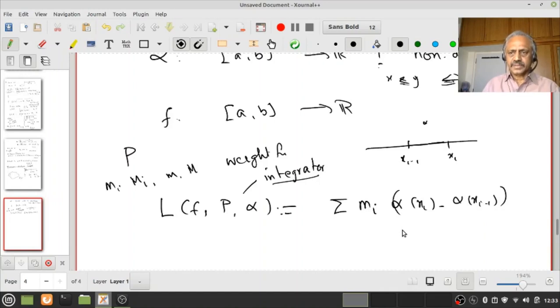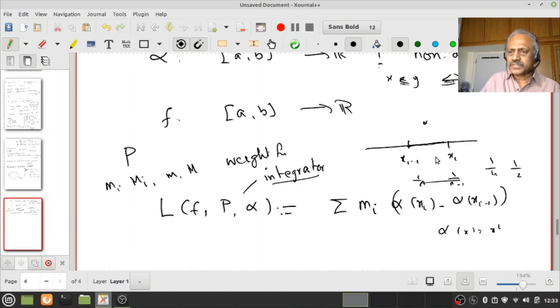Think of this as not the standard length, it's alpha length. For example, suppose my alpha of x equals x squared, and my points are 1 by 4 and 1 by 2. What is the length with respect to alpha squared? It will be 1 by 2 squared, that is 1 by 4, minus 1 by 4 squared, that is 1 by 16. Therefore, you know how to compute.